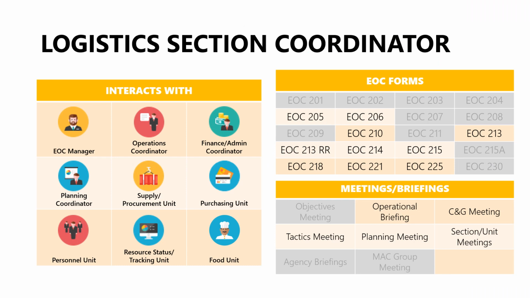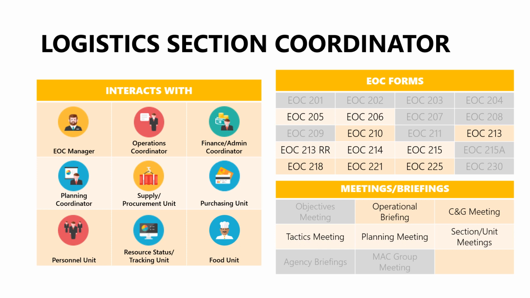The logistics section coordinator is going to activate organizational elements within the logistics section as needed, and they're going to monitor the section activities continuously and modify those as needed as well. They're going to determine any section or unit staffing that is needed and order and release staff as necessary. They're ensuring that the supply unit, if activated, coordinates closely with the purchasing unit in the finance admin section, and that all required documents and procedures are completed and followed.